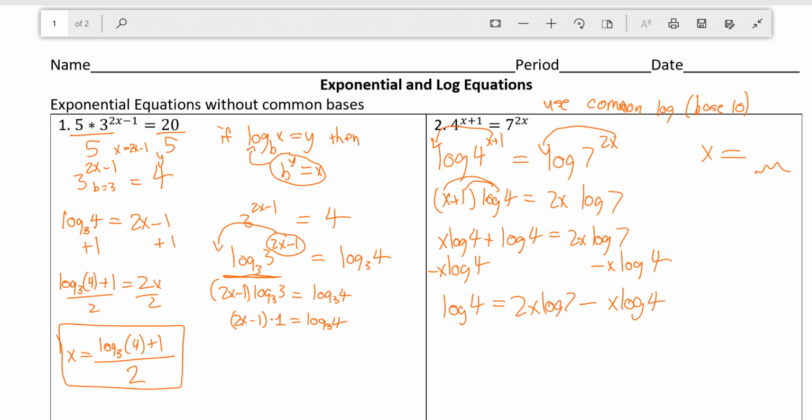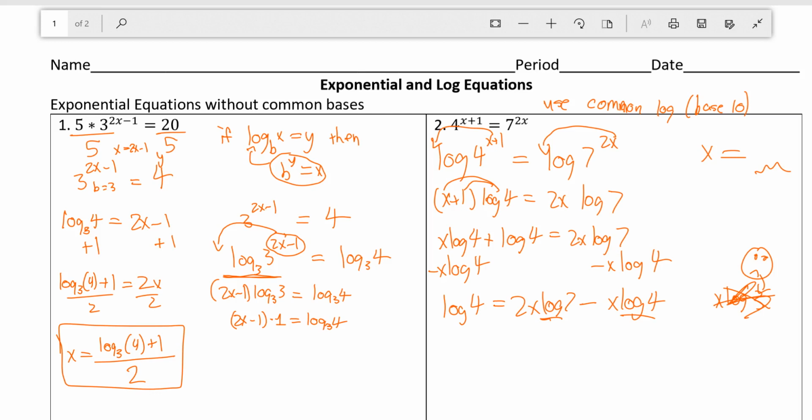So these aren't like terms. This is log 7, this is log 4. So I absolutely cannot combine those and make something like 1x log 3. No, don't do that. No, bad. Sadness. Right? Doesn't work. They don't equal each other.